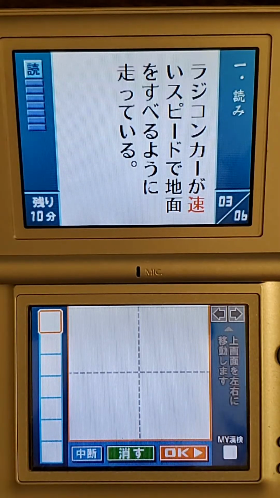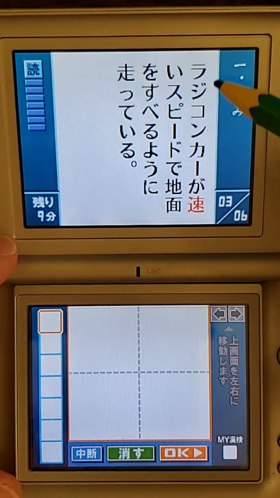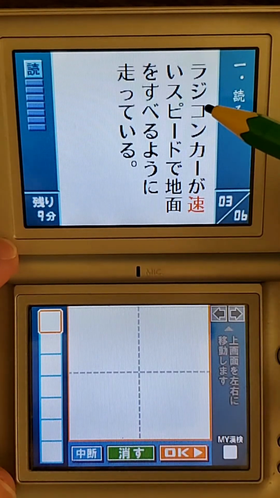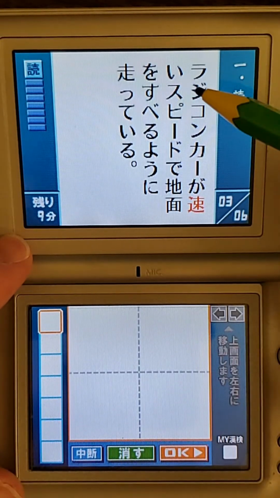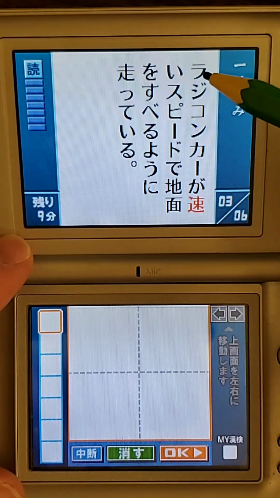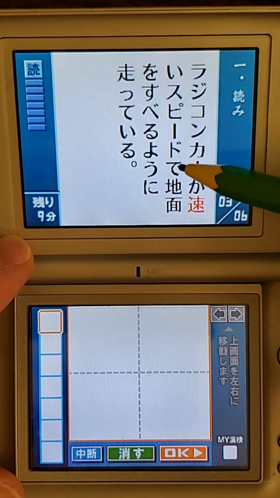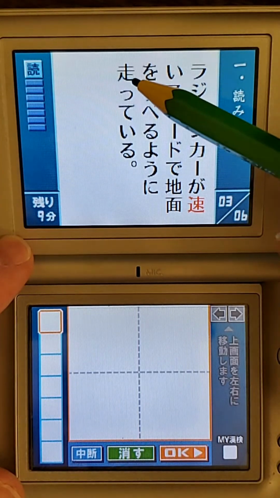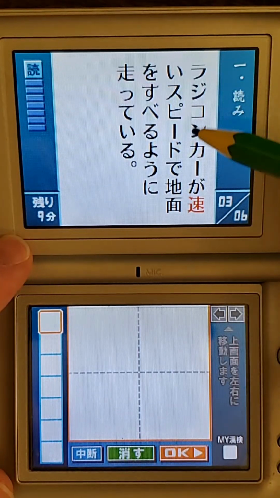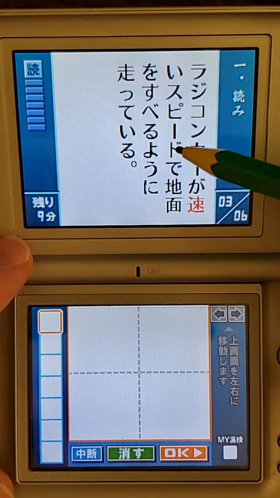日本語の勉強頑張ってください。わ、ありがとうございます。頑張っています。もうすぐ寝とかなあかんけど、まあ、もうちょっと頑張りましょう。ラジコンカーが、速いスピードで地面を滑るように走っている。So the remote control car is going really fast.